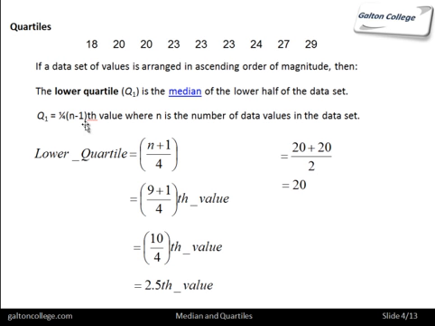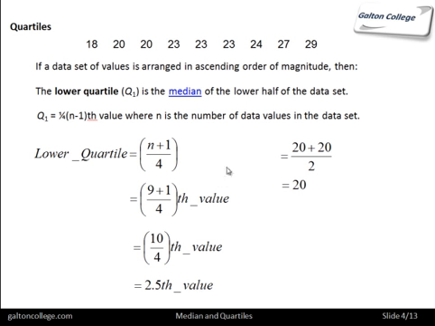It's almost the same formula, except now we've got a quarter. N is the number of values, so it's almost the same as we had just a moment ago. We've got 9 items here, 9 values. So 9 plus 1, which is 10, divided by 4. So 10 divided by 4 is the 2.5th value.